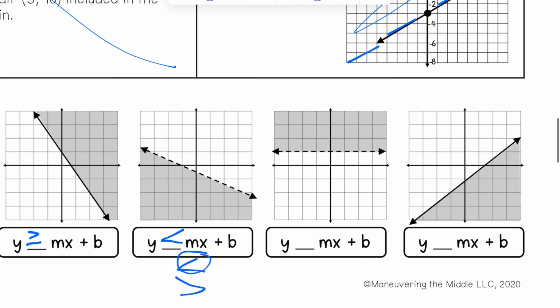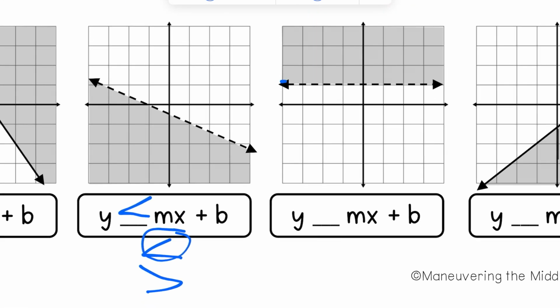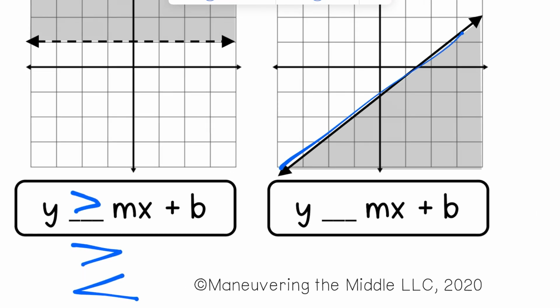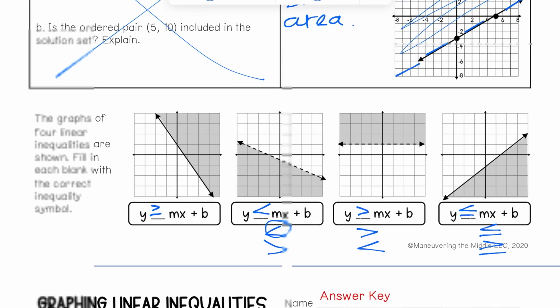Over here, it's dashed again, so I'm going to say it's one of these two symbols, and it's all the y's that are greater than this one right here. So I'm going to say y is greater than that equation. And then here, we've got a solid line, so it's going to be either less than or equal to or greater than or equal to. And it's shaded below the line. So these are all the y's that are lower than this point, or less than. So I'm going to say y is less than or equal to.